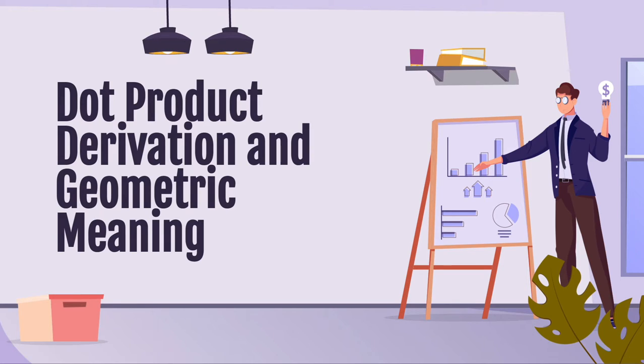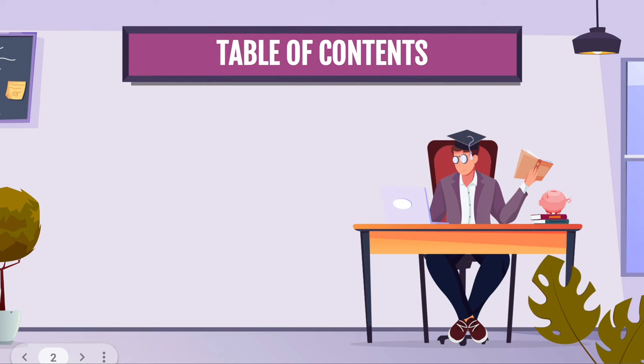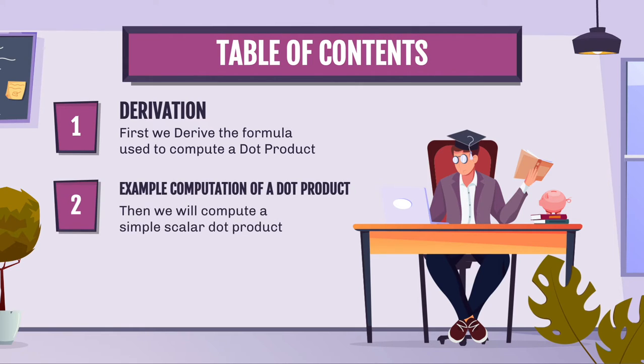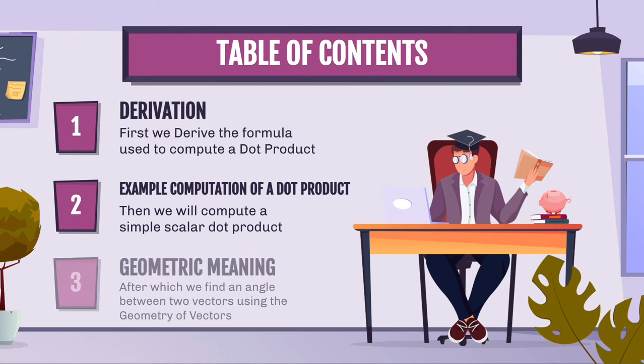Today we're going to talk about the dot product, where it comes from, and its geometric meaning. Okay, so let's begin by talking about what we're going to go over today. First off, we're going to derive the formula that's used to compute the dot product of two functions, and we're going to talk about what it is, what it represents. Then we'll go through an example of computing the dot product of two vectors, and after that we'll discuss the geometric meaning of those two vectors, again using the formula that we derive for the dot product.